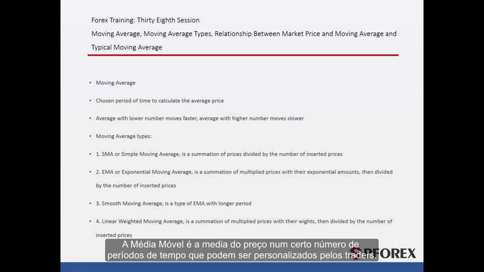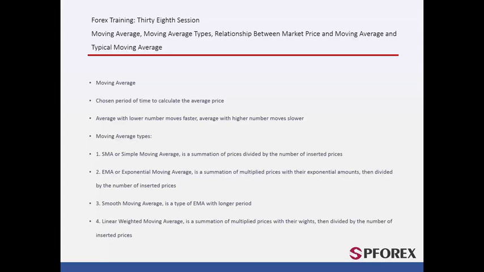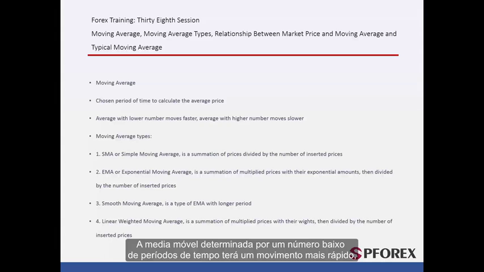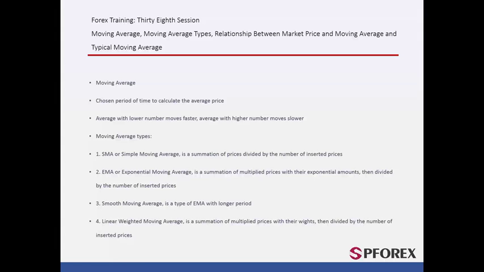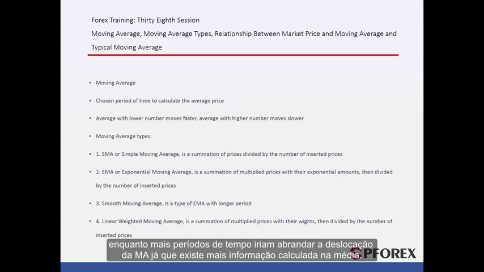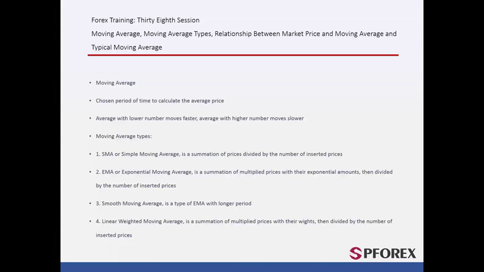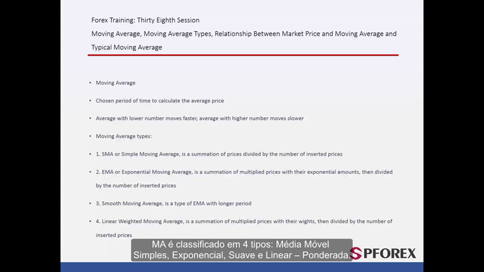Moving average is the average of a price in a certain number of time frames, which can be customized by traders. Moving average, determined with a lower number of time frames, would have faster movement, while more time frames would slow down MA displacement, since there is more data calculated in the average. MA is classified into four types: simple, exponential, smooth, and linear weighted moving average.